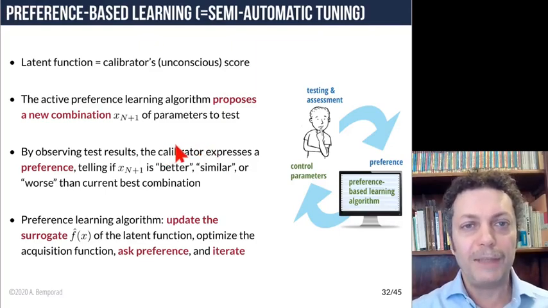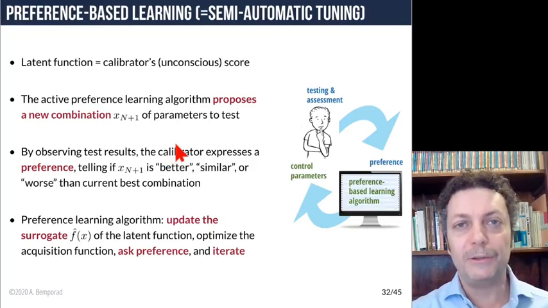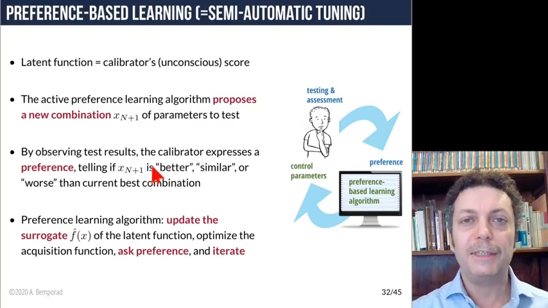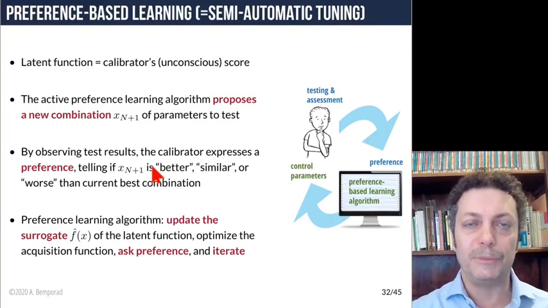Now, the idea of active preference learning is to have an algorithm that constructs a surrogate of the latent function and uses this function to propose a new set of parameters to test. Then the calibrator is only asked to give a preference: whether the new setting of parameters is better, worse, or the same as the current best one that has been obtained so far.